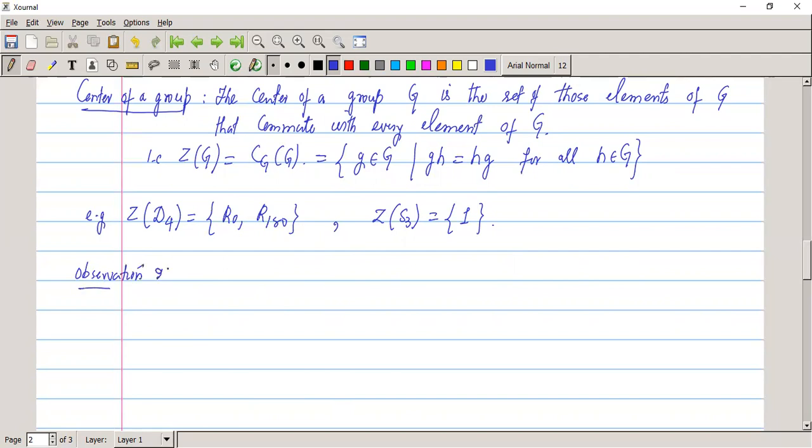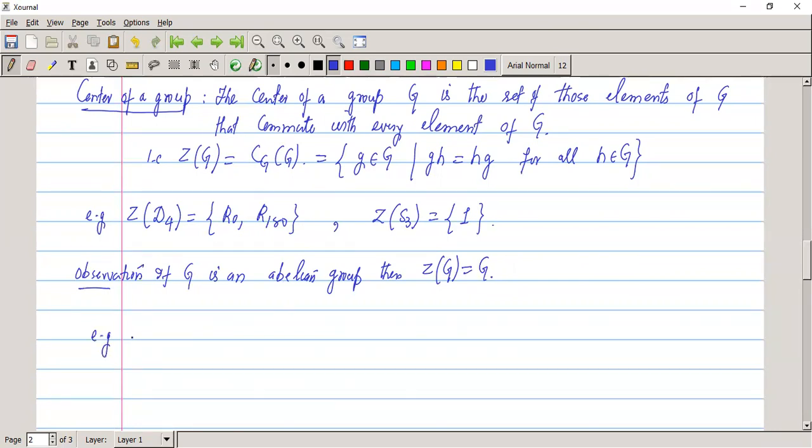There is a clear observation. If G is an abelian group, then the center of G is the whole group G.